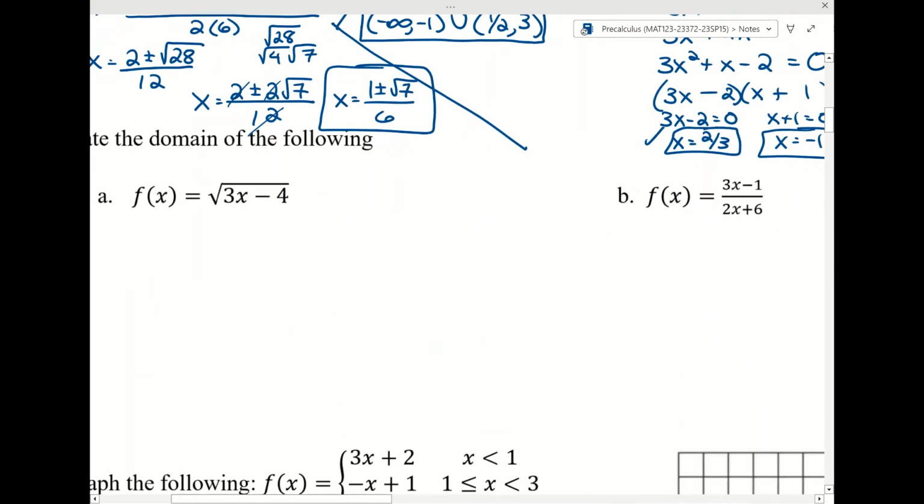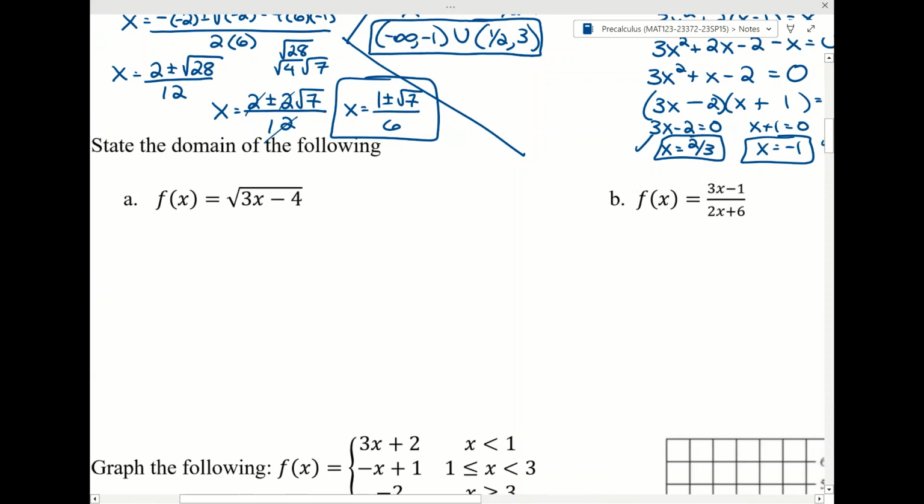All right. For the domain, this was in section 2.8. When we're talking about the domain, this is one of the times I asked you to watch the video. When we're talking about domain, what that means are possible x values. That's what domain means. And there's two problems with domain.